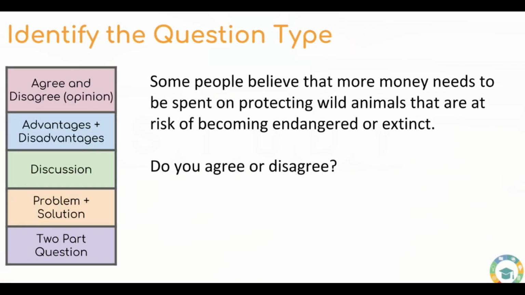The very first stage of our plan is to simply read and identify what type of question is presented to us. Different question types require different kinds of answers, and our plan should reflect this. Some people believe that more money needs to be spent on protecting wild animals that are at risk of becoming endangered or extinct. Do you agree or disagree?